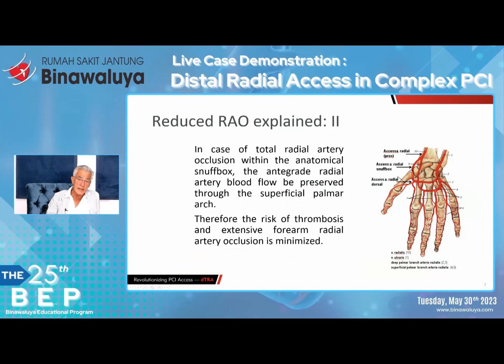That means that in case you have a distal radial artery occlusion caused by the same traumatic effects that I just showed in the previous slide, there is still persistent flow through the radial artery via this superficial palmar branch. So this persistent flow also will lead to a forearm radial artery patency. Risk of thrombosis is very low.